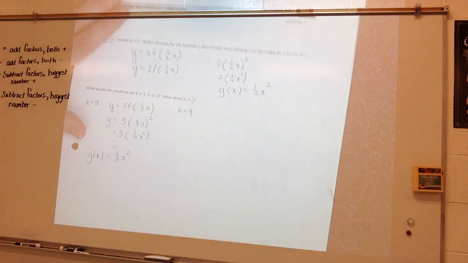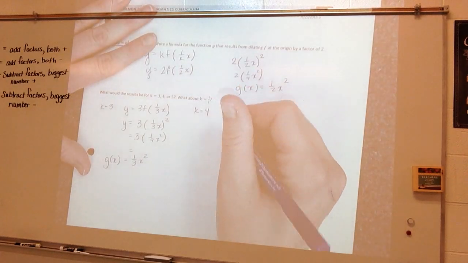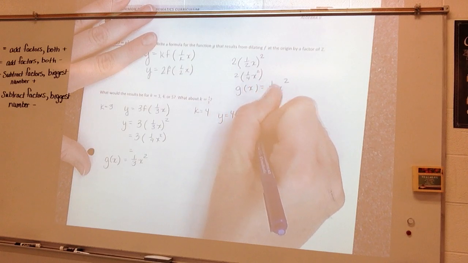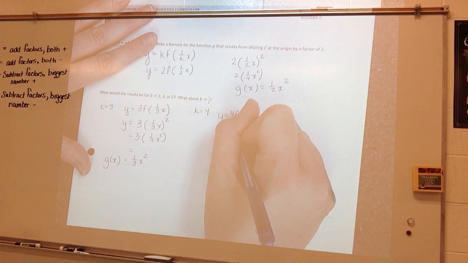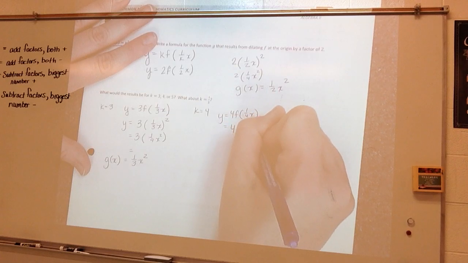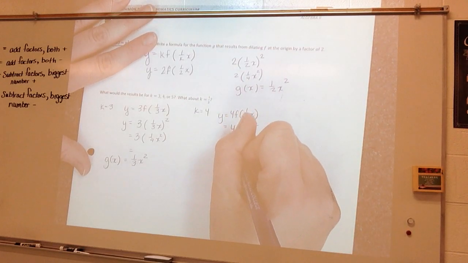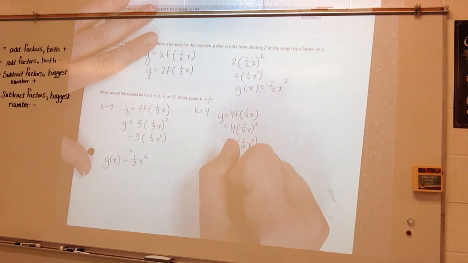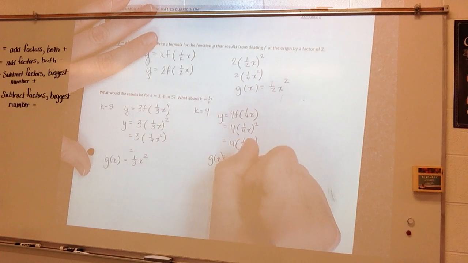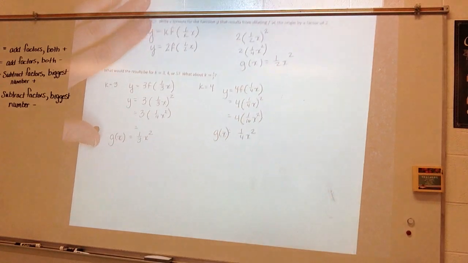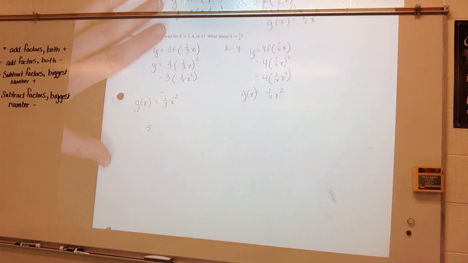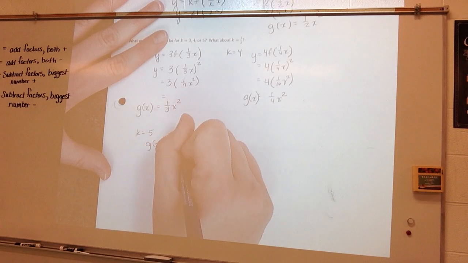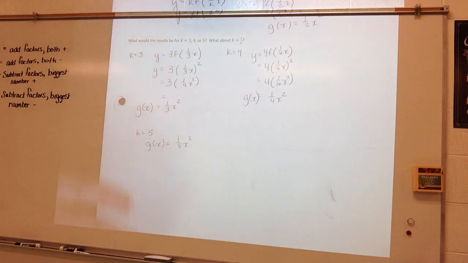If k was equal to 4, I think you can see the pattern. Y is equal to 4 f of 1/4 x. I get 4 times 1/4 x squared, 4 times 1/16 x squared. So I get 4 over 16, which is g of x would equal 1/4 x squared. Bet you can figure out what 5 would be. If k was equal to 5, g of x would be equal to 1/5 x squared.